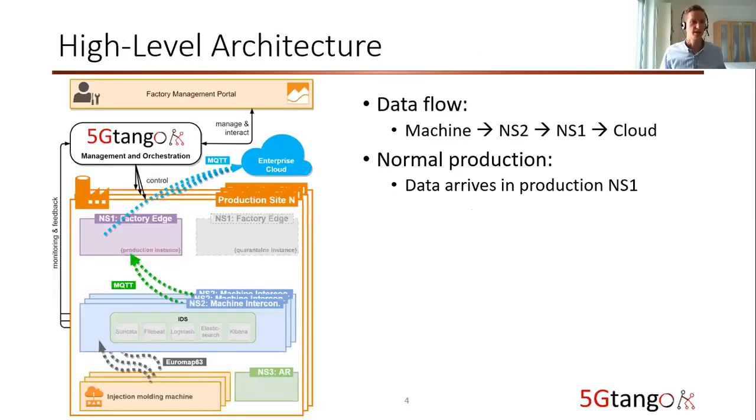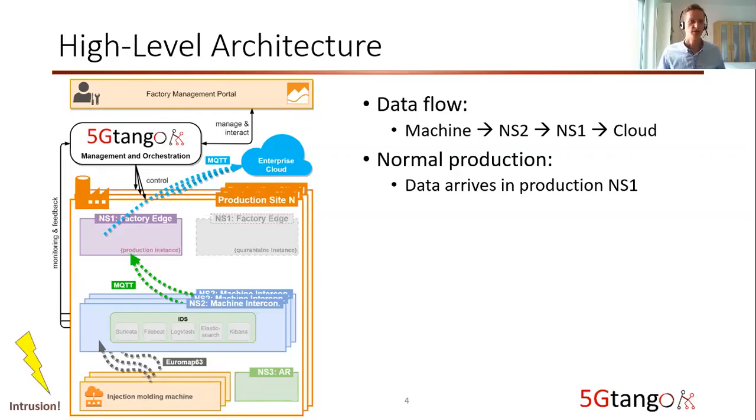So let's have a look at the high-level architecture, which you can see here on the left side, where you see the core components and the main data flow. And this flow starts at the bottom here from the manufacturing machine, which produces parts and which is connected using Euromap 63 to the network service 2, which is our machine interconnection service that is deployed once per machine. That service collects the data, converts it, and sends it using MQTT to the network service 1, which is our factory edge service that's deployed once per factory. And there, all the data from the different machines is collected, can be visualized, and is sent to the cloud.